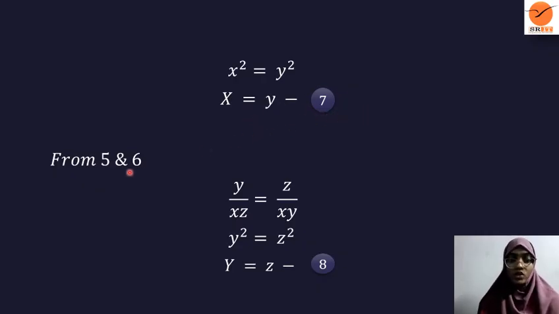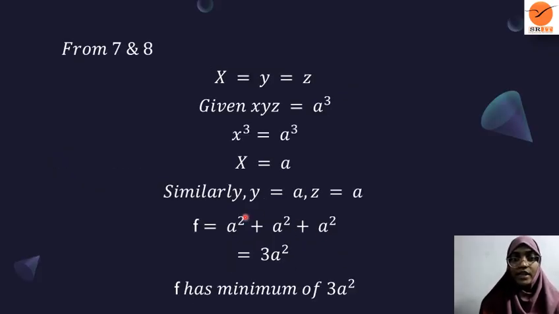From equations 5 and 6 we get y by xz equals z by xy. Here x gets cancelled in this equation. By cross multiplying we get y square equals z square. From this we get y equals z. We consider y equals z as equation number 8. From equations 7 and 8 we get x equals y equals z.